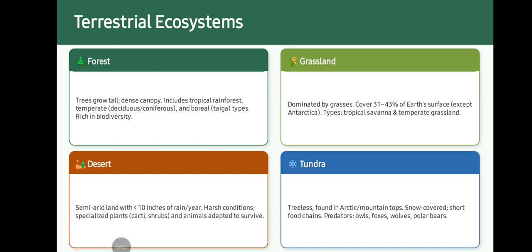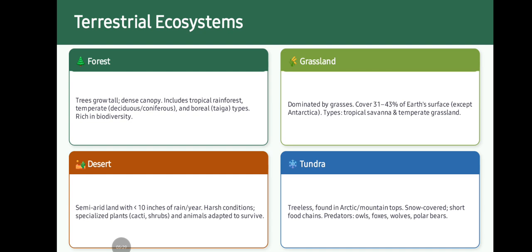Forest: trees grow tall with a dense canopy, includes tropical rainforest, temperate and boreal types, rich in biodiversity. Grassland: dominated by grasses, cover 31 to 43% of Earth's surface. Types: tropical savanna and temperate grassland. Desert: semi-arid land with less than 10 inches of rain per year. Harsh conditions, specialized plants and animals adapted to survive.